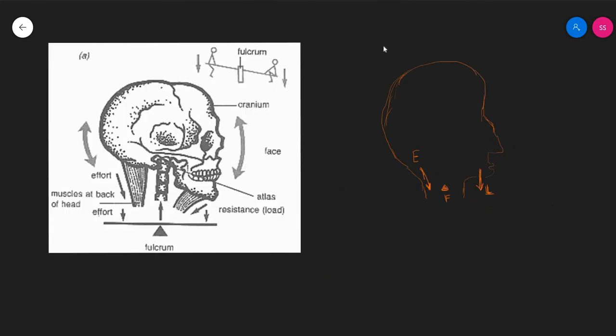A good example of a class 1 lever in the human body is your head. In your head, your spinal cord is where your fulcrum is, the muscles in the back of your neck give the effort, and the load is the weight of your head. You must be able to draw this example as well. It's a very common question to quote an example in the human body for a class 1 lever.